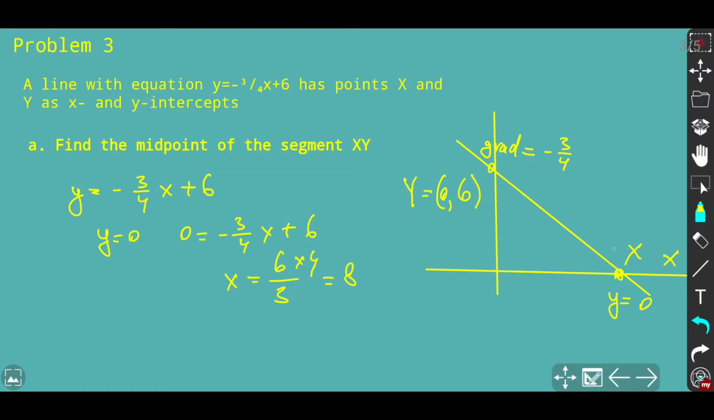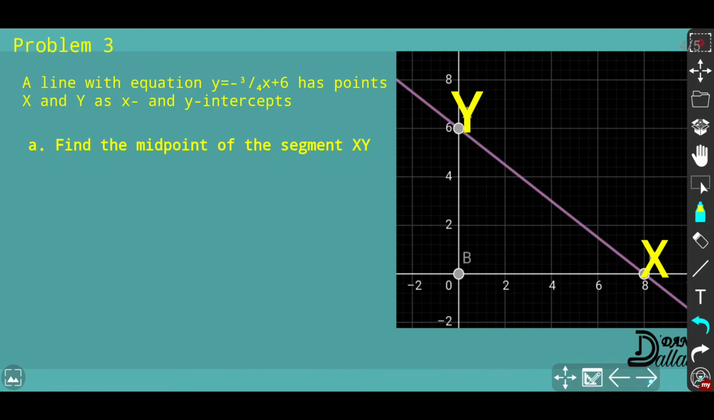Alright, so the x point will have the following coordinates: it's (8, 0), while the y point is (0, 6). Alright, so it's pretty much simple. Let's go to the next question.